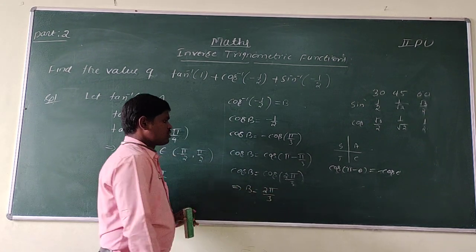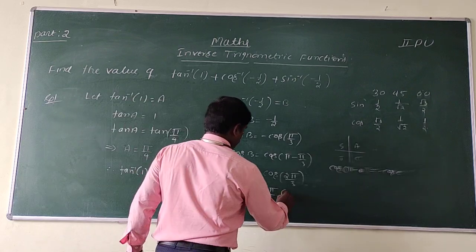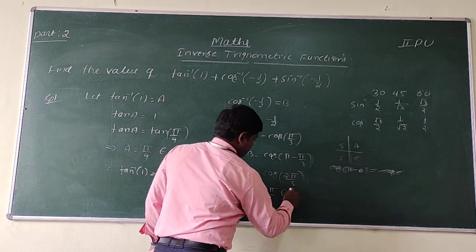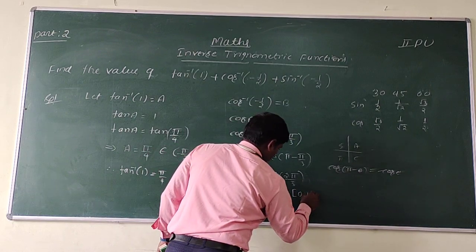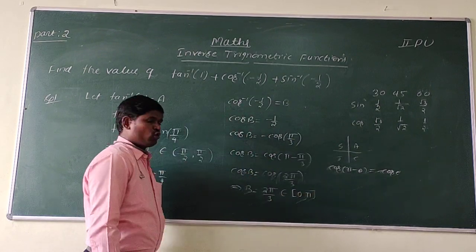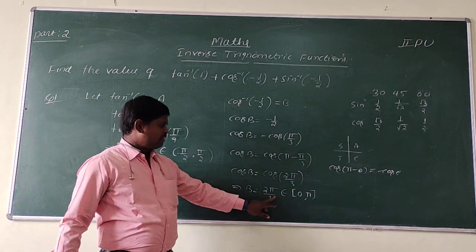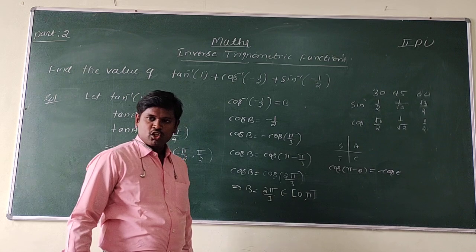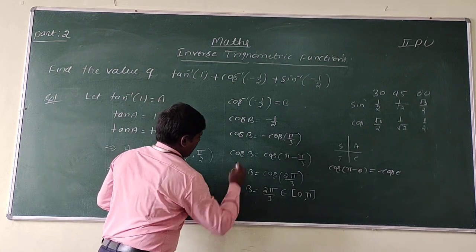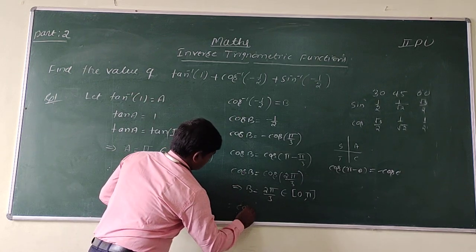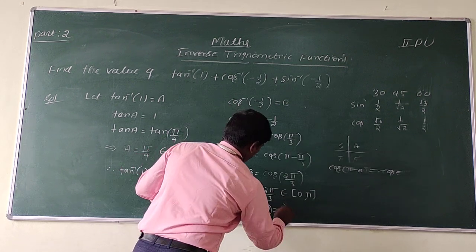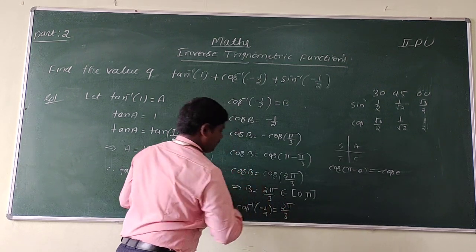So 2 pi by 3 belongs to the range of cos inverse of x, that is 0 to pi. Since pi by 3 is 60 degrees, into 2 is 120 degrees, so 120 degrees belongs to 0 to pi. Therefore the value of cos inverse of minus 1 by 2 is equal to 2 pi by 3.